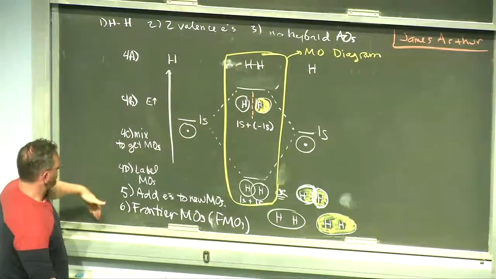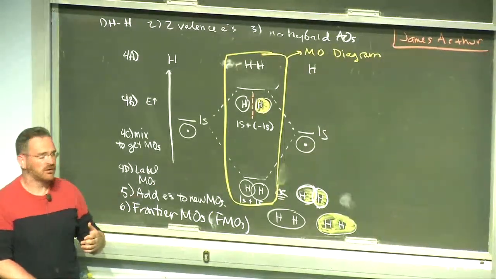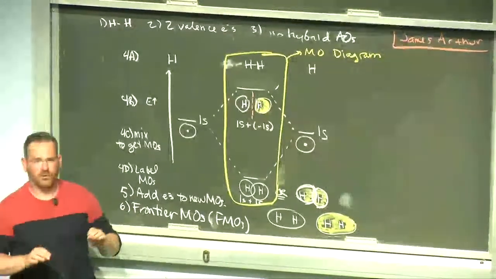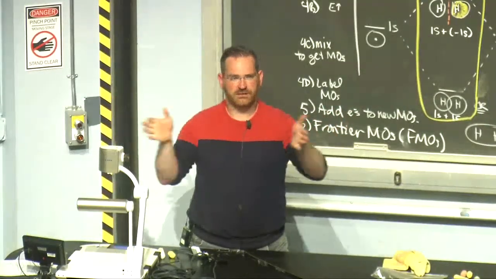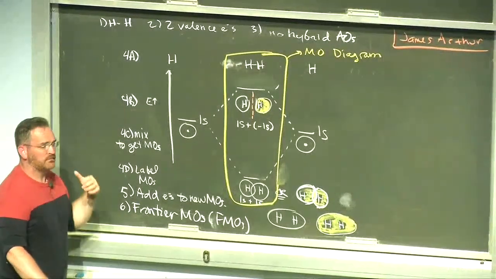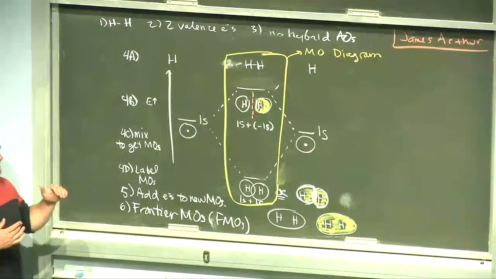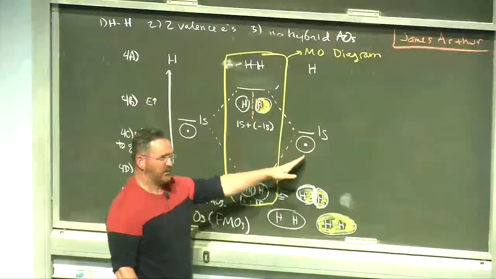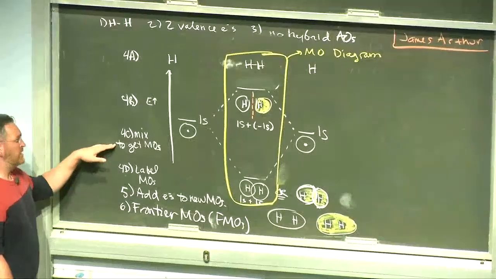Number 4, which has 4 parts, is construct the MO diagram, so do the actual work. 4a is just get all of your stuff set up. What are the atoms that are part of our molecule? The atoms are going to be on the outside, the molecule on the inside. 4b is then setting up the energy of those atomic orbitals. How do the atomic orbitals relate to each other? In this case, we have 1s of H compared to 1s of H. Those should be the exact same, and they are. And then step C, mix to get MOs.